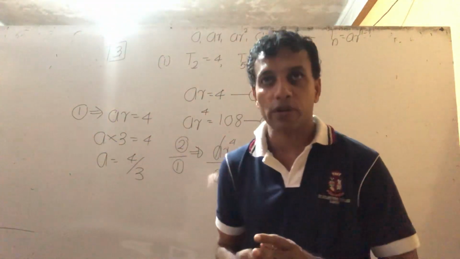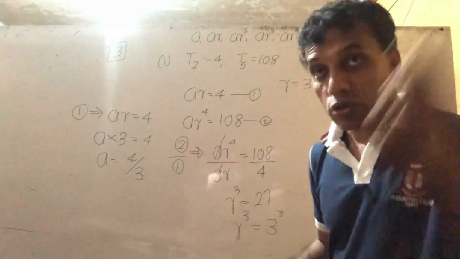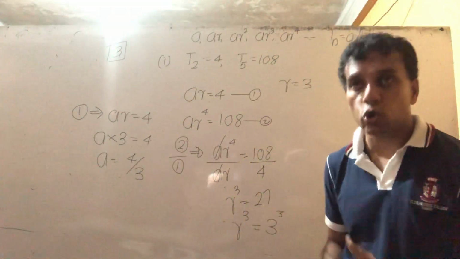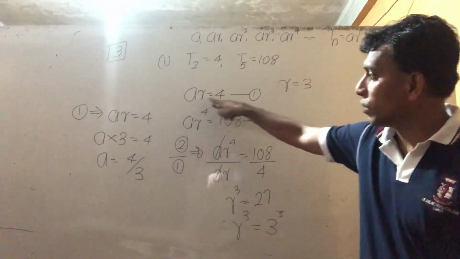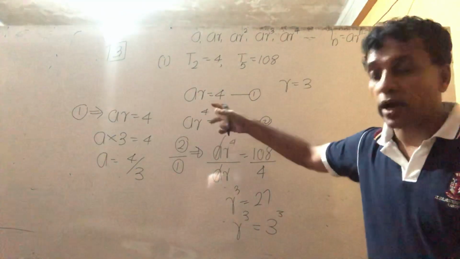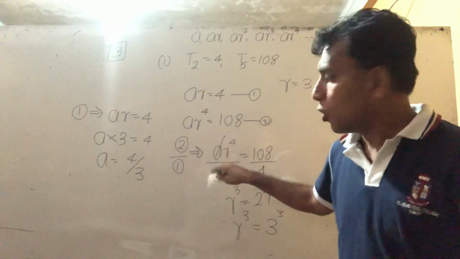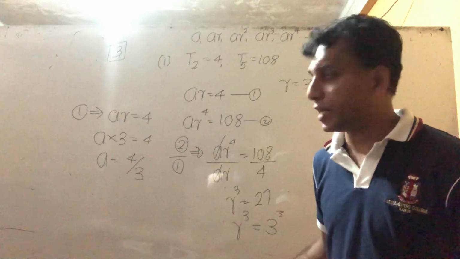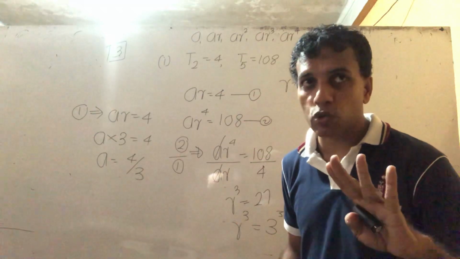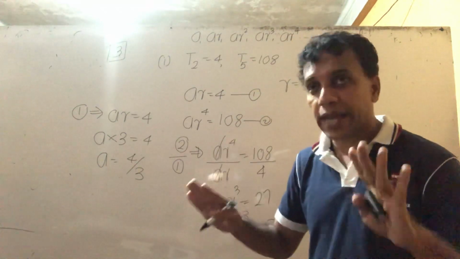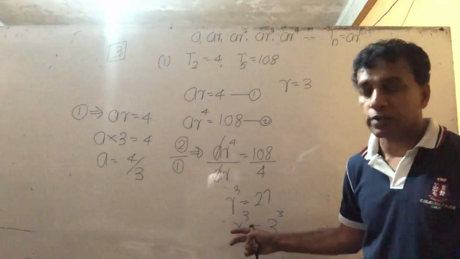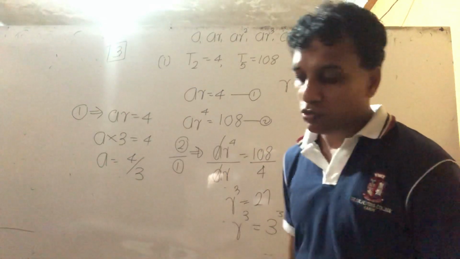This is an important part, not like the previous video's questions. Without this knowledge you can't do this type. Here you build up two equations and solve: the second term is 4, one equation; the fifth term is 108, another equation. Now divide, the first by the second or the second by the first. Why are we dividing? To remove a. In a GP question, dividing can't remove r; mostly a can be eliminated by dividing. Then you can find r, and if you know the r value, you know how to find a.